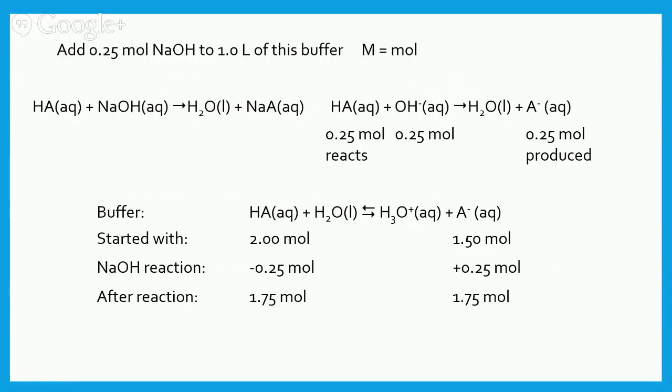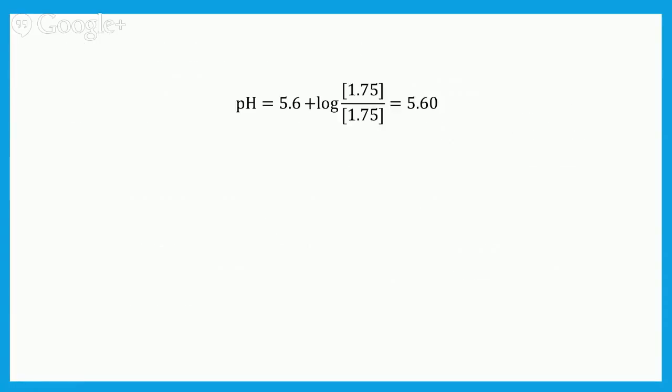So you take those new concentrations, because again, we're doing the mole-molarity cheat here, plug those into the Henderson-Hasselbalch equation, and you get 5.6, because log of 1 is 0. So originally it was 5.48. So it went up a little bit, around 0.1 pH units. You compare that to adding that same amount of base to a liter of just water.